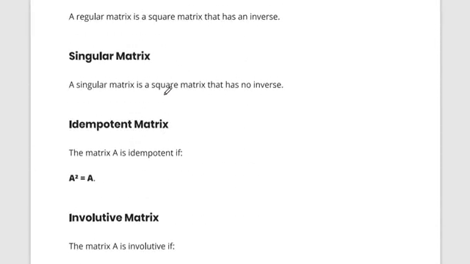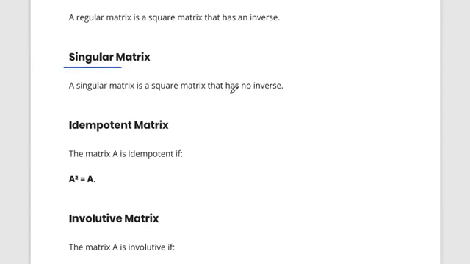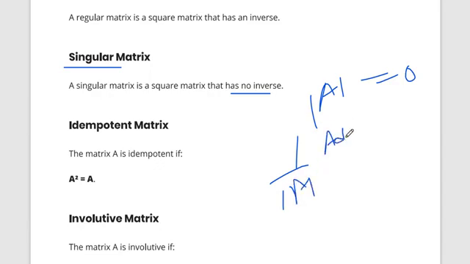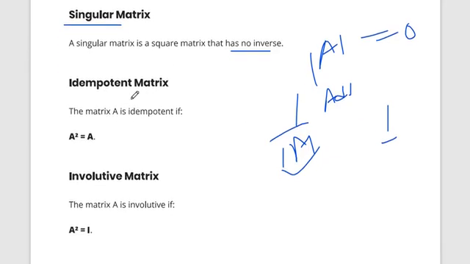Next, the singular matrix has no inverse. Which matrix has no inverse? A matrix whose determinant is equal to 0, so we cannot find the inverse. Why? What is the formula of the inverse? It is 1 upon mod A multiplied by adjoint A. If the determinant is 0, then 1 upon 0 is not possible. So it is called a singular matrix.